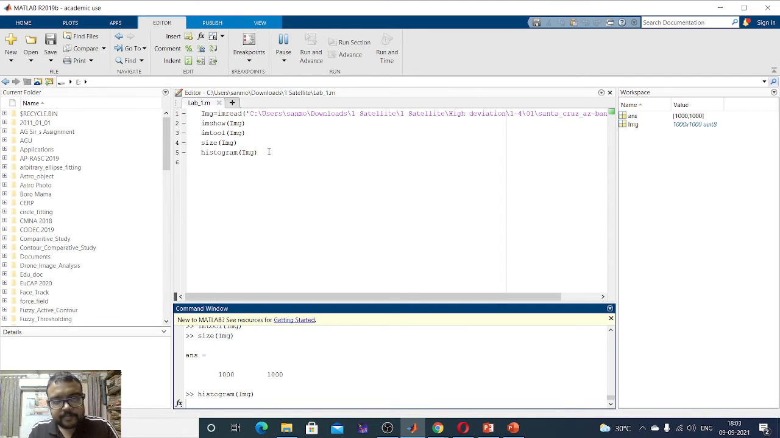In the meantime, probably this is taking some time. In the meantime, we can use imhist. In the parameter, we have to give the image, right? There is another thing, imhist.